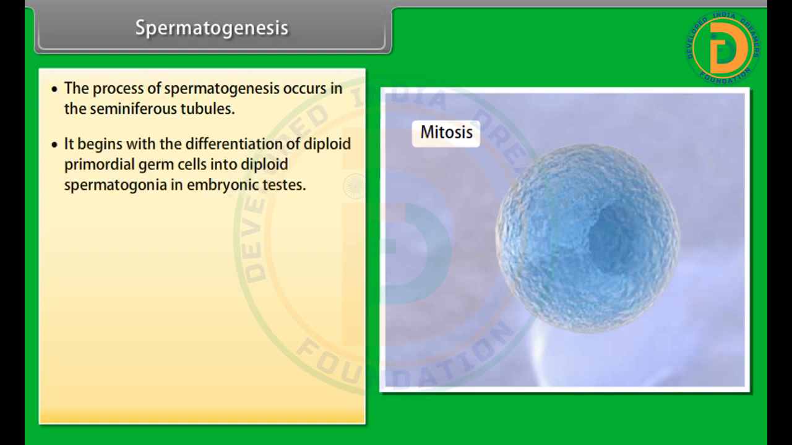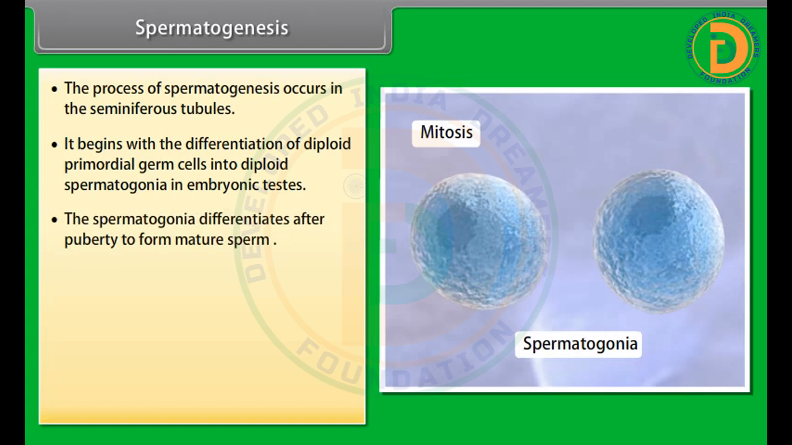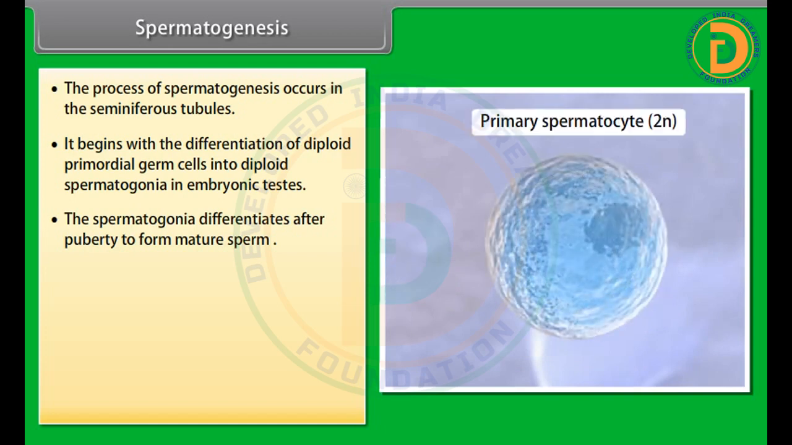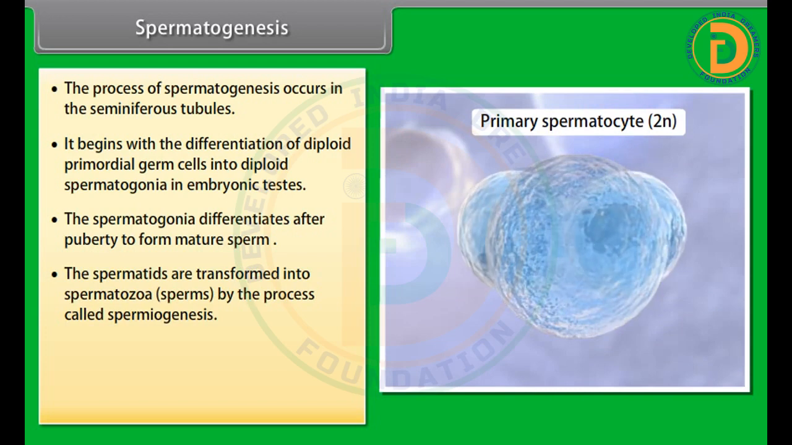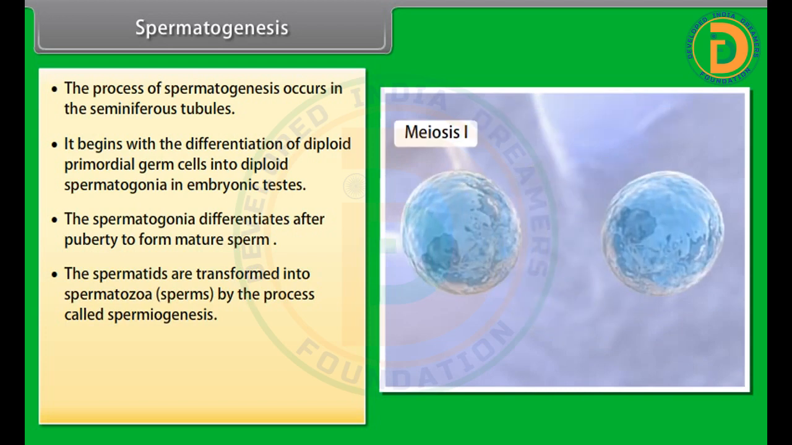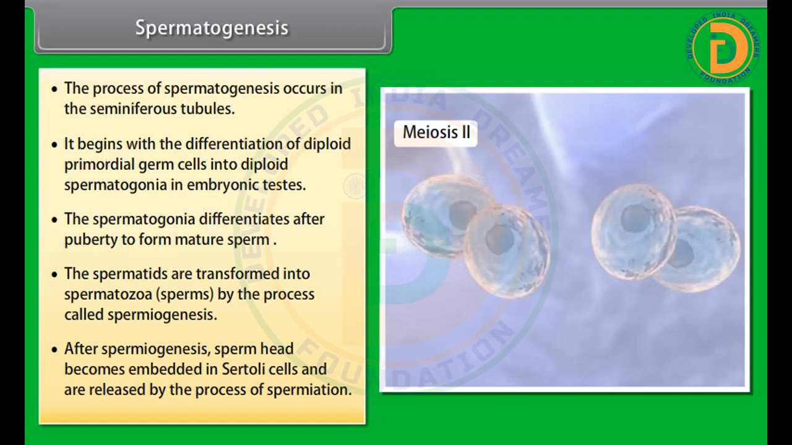It begins with the differentiation of diploid primordial germ cells into diploid spermatogonia in embryonic testes. The spermatogonia differentiate after puberty to form mature sperm as shown in the following diagram. The spermatids are transformed into spermatozoa or sperms by the process called spermiogenesis. After spermiogenesis, sperm heads become embedded in Sertoli cells and are released by the process of spermiation.